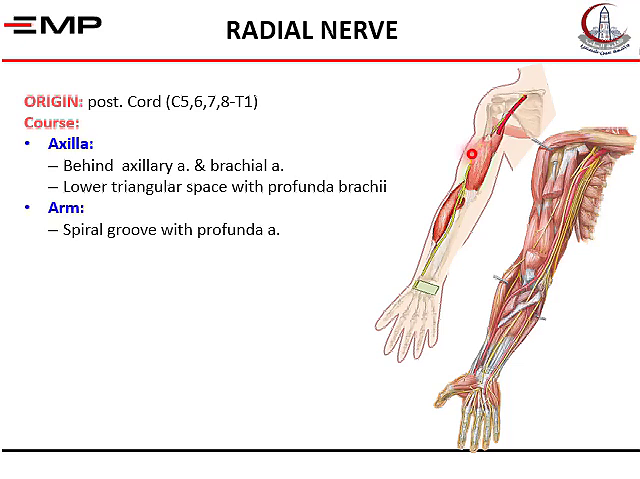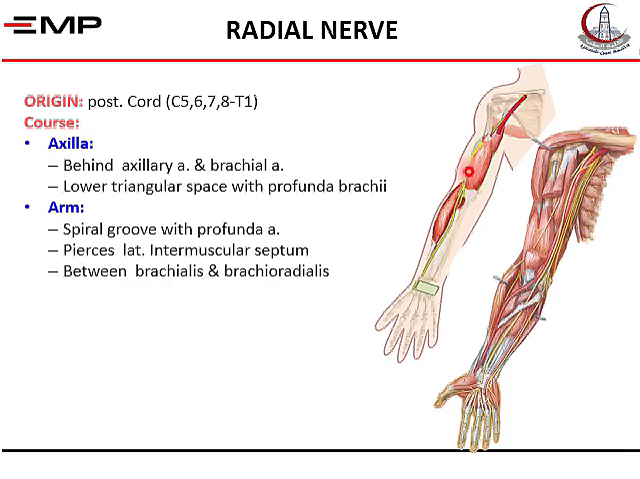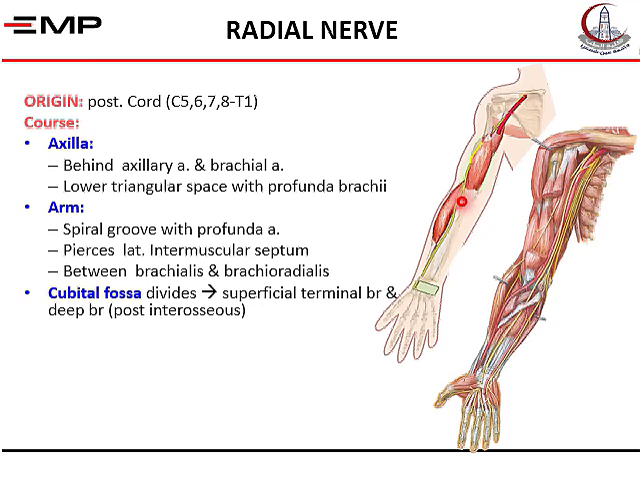In the arm, it runs in the spiral groove with the profunda artery till the middle of the arm, where it pierces the lateral intermuscular septum. Then it descends in the groove between the brachialis and brachioradialis in front of the elbow in the cubital fossa, where it divides into two terminal branches. A superficial terminal branch, which is cutaneous, which is considered as the continuation of the radial nerve, and a deep terminal branch called posterior interosseous nerve.